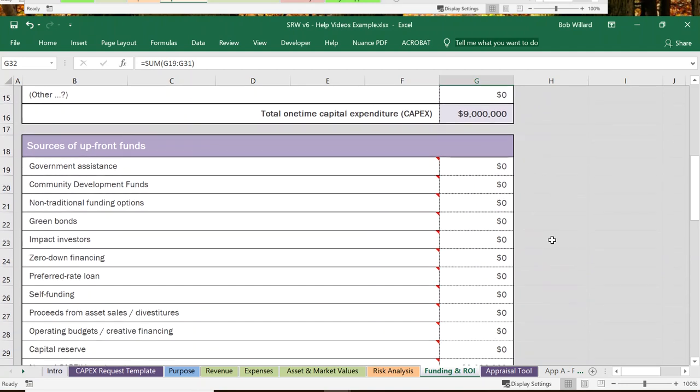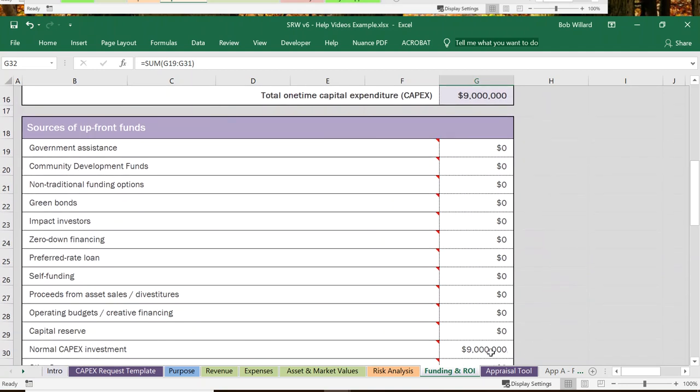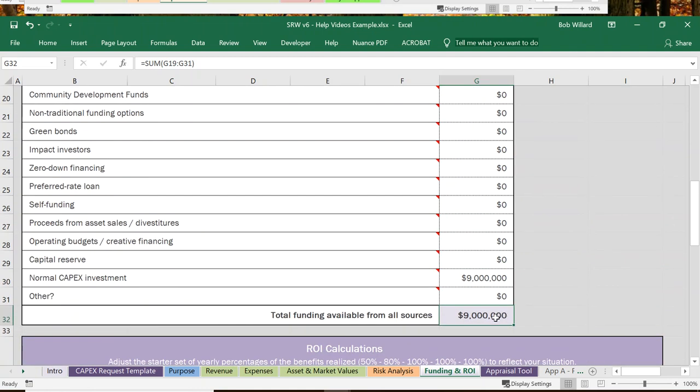And the worksheet automatically assumes that the company is going to have to use whatever approach it normally uses for capital expenditure investments. So we're assuming that the entire cost, the $9 million, is going to be done that way. If, on the other hand, you can get some government assistance or other impact investors or other clever ways of doing financing, you could allow for those and subtract those amounts from this, so that the balance is still $9 million. So basically what you're trying to do is to show where the money comes from.